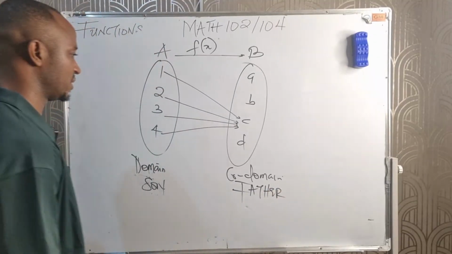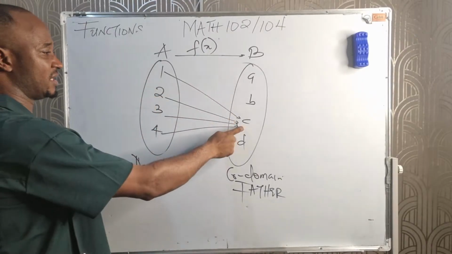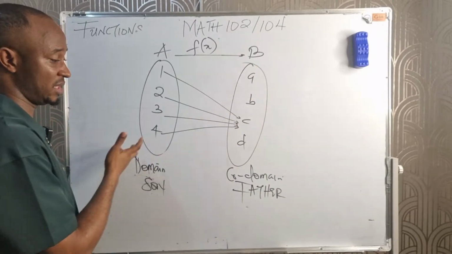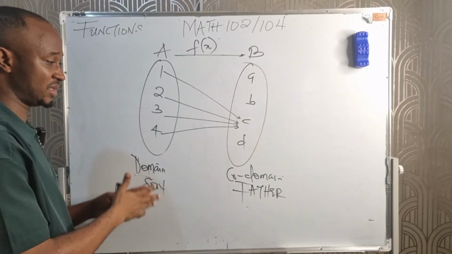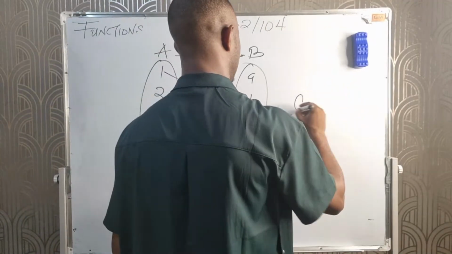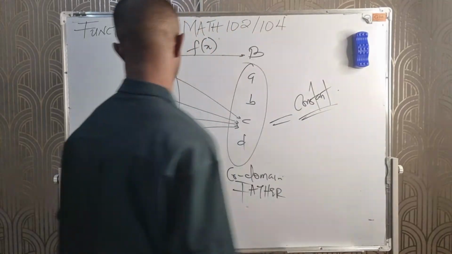All right. What do you notice here? Every element here has a particular father, which is C. But these fathers can decide not to have a son or a child. So this is also a mapping function, but we call this a constant mapping function.